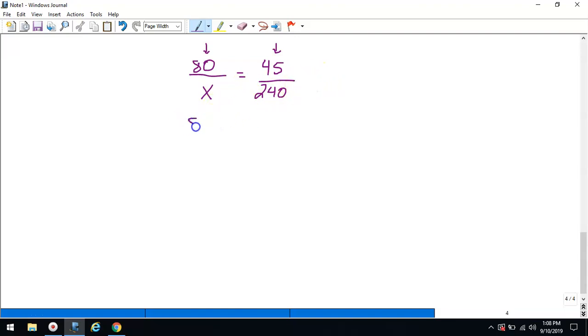So if we cross multiply, we're going to get 80 times 240 is equal to 45 times x. To isolate x, we need to divide both sides by 45. So x is equal to, in the calculator, 80 times 240 divided by 45, approximately 426.7, right? And you guys know that's the approximate sign as we make it a wavy equal sign.